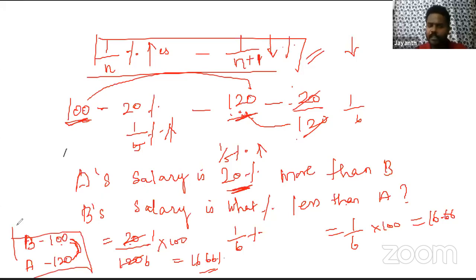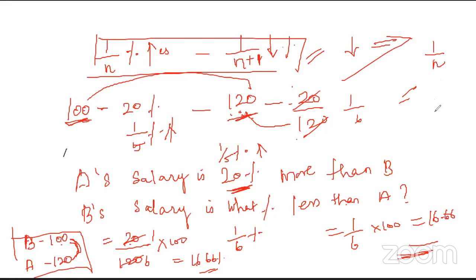No need to do this kind of calculation. You can directly answer this one. If A's salary is 20% more than B, that is 1/5% more, then B's salary is 1/5 plus 1, which is 1/6% less than that of A. Is that clear, guys? This is one shortcut we have to know.